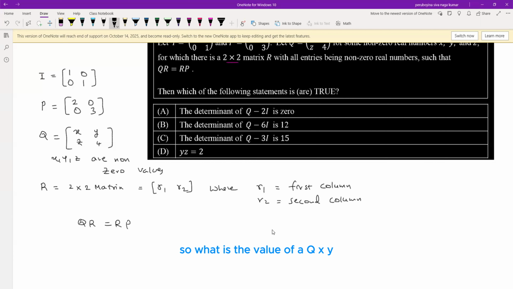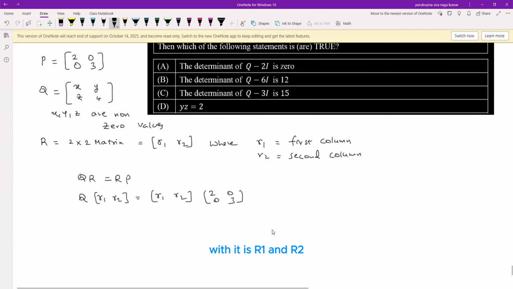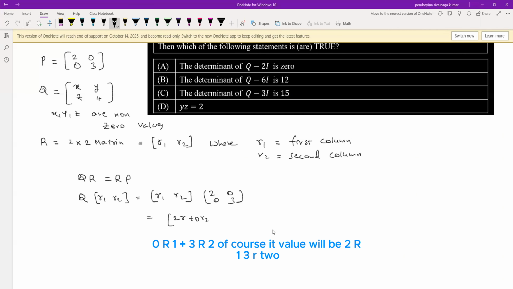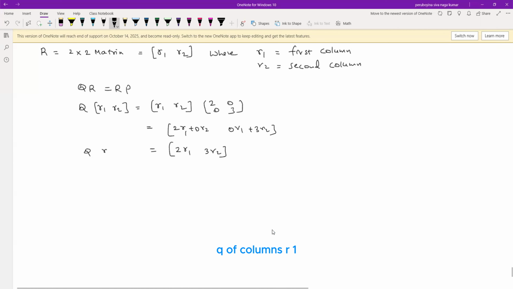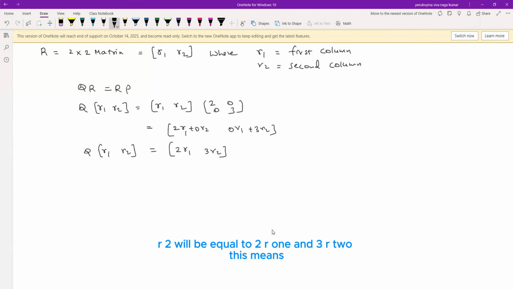So what is the value of Q, X, Y? We will solve in general. So Q[R1, R2] is equal to [R1, R2] times P, where P is [[2,0],[0,3]]. If you do the multiplication with R1 and R2, you can see 2R1 plus 0R2. The complete column was multiplied. And next 0R1 plus 3R2. Of course, its value will be 2R1, 3R2. So therefore, Q of columns R1, R2 will be equal to 2R1 and 3R2.